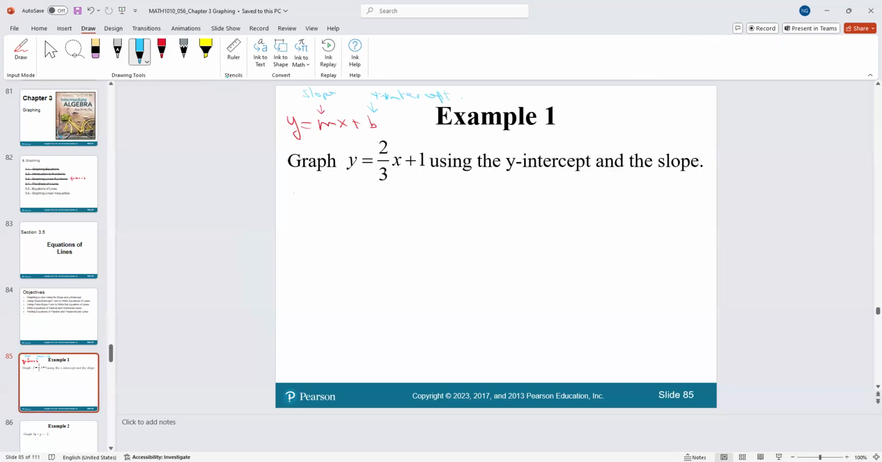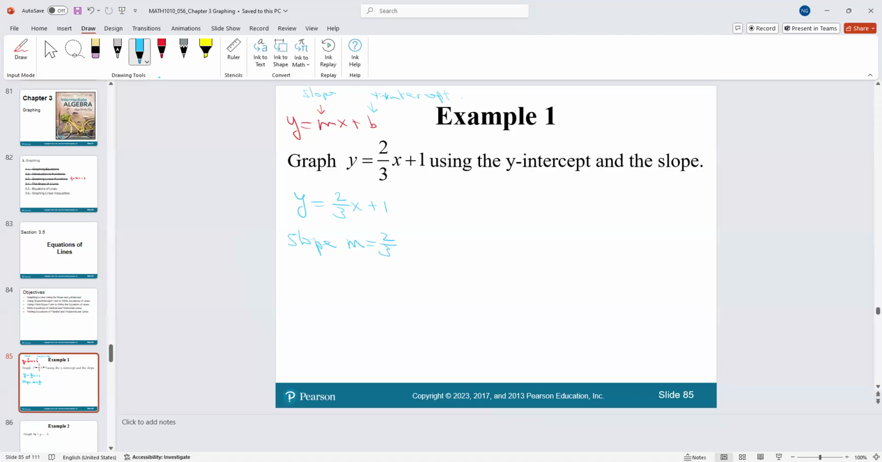Okay, so in this particular example, we have y equals 2/3 of x plus 1. This equation is in slope-intercept form. If you remember what we covered in the last sections, you know that the coefficient of x is the slope. That means slope m, because we use m to represent the slope, is 2/3. Do not convert it to decimal. We're going to leave it as is.